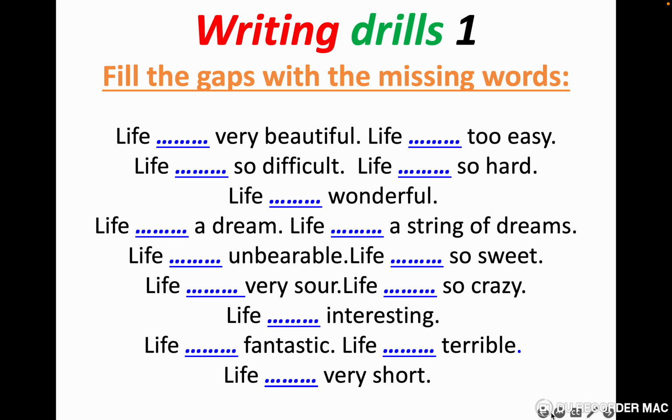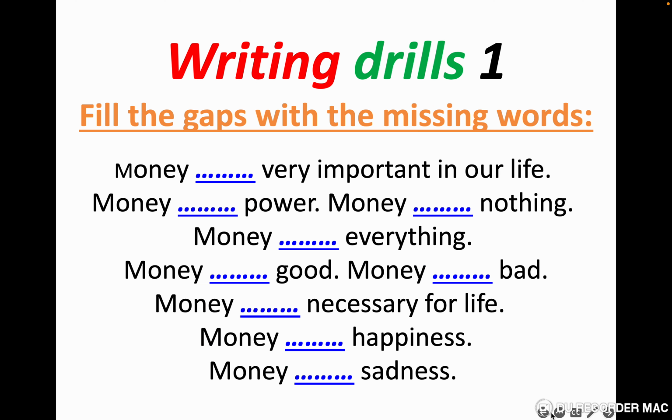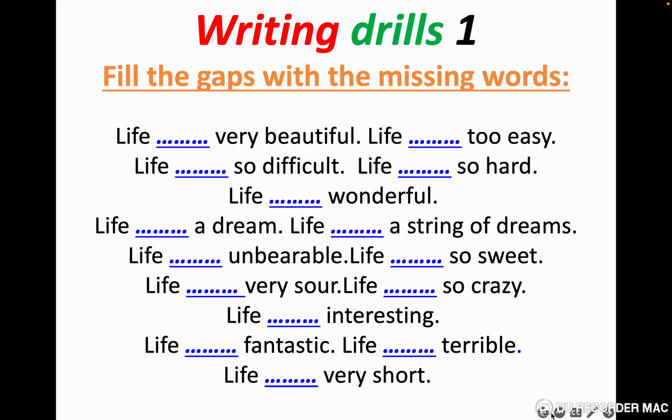Let's go to the second slide. Sorry. The same thing you are going to do with the second slide. Money is very important in our life. Money is power. Money is nothing. Money is everything. Money is good. Money is bad. Money is necessary for life. Money is happiness. Money is sadness. So it's very easy. You know the missing word. So write them on the paper and go to the next slide.